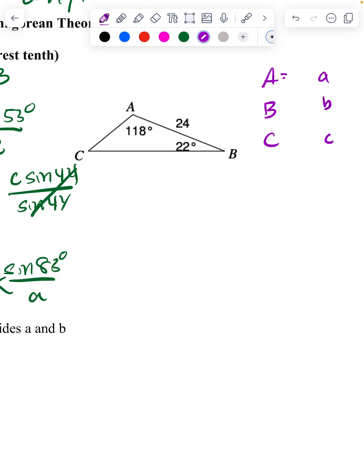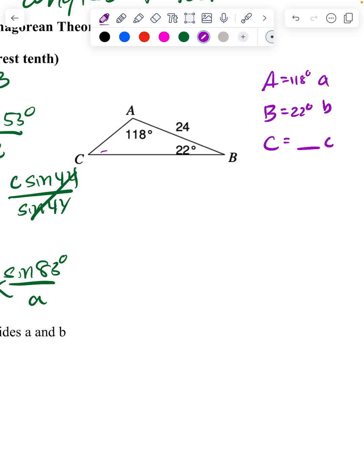So let's say I am going to do side ABC, angle ABC here. I know A, it tells me it's 118. I know angle B is 22. I can find angle C through subtraction. This is across from C, so that's going to be side C. And then this is side A, and this is side B.